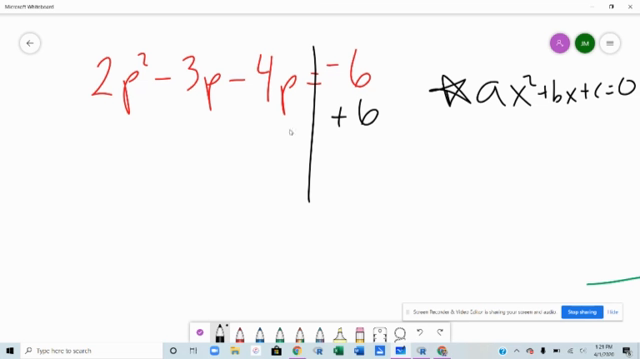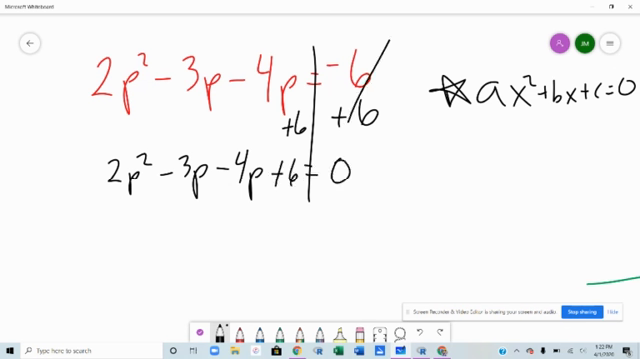P squared, p, and p are not like terms with 6. If there were like terms, then you'd want to put it underneath that and combine those. Since there are not, you need to think about where does that 6 need to go? In the front, in the middle, or at the end? Well, because it's the constant, it should go in at the end. So I'm going to put +6 at the very end. That gives me 2p squared minus 3p minus 4p plus 6 equals, and -6 plus 6 is 0. Okay, we are equal to 0.